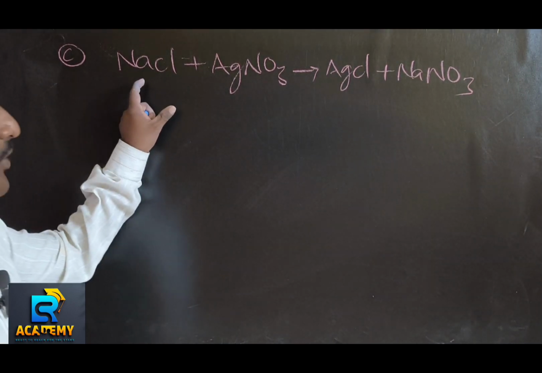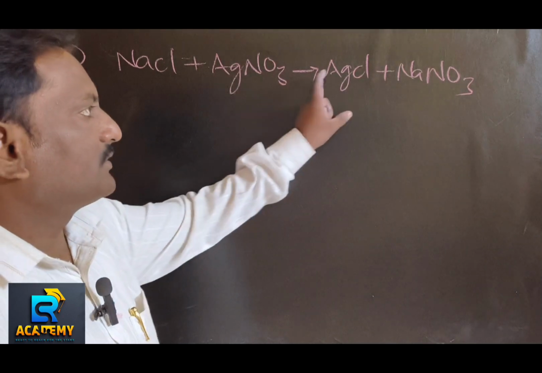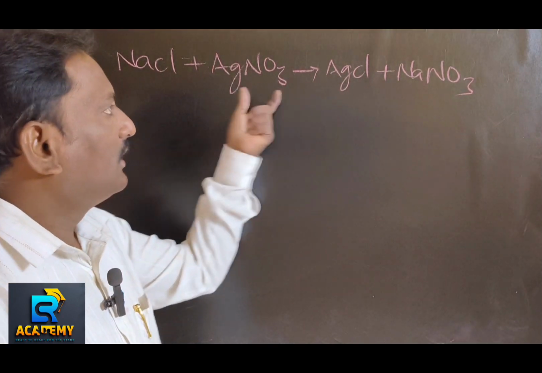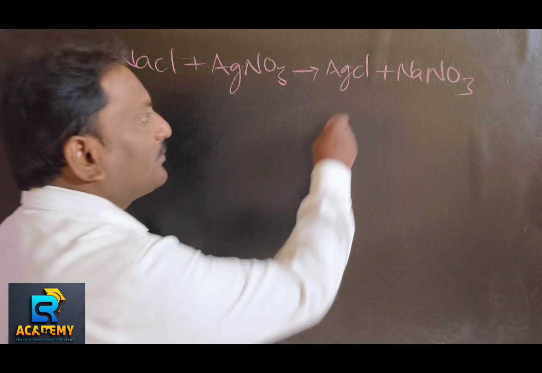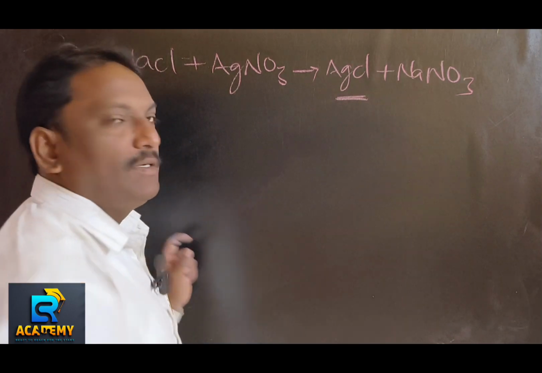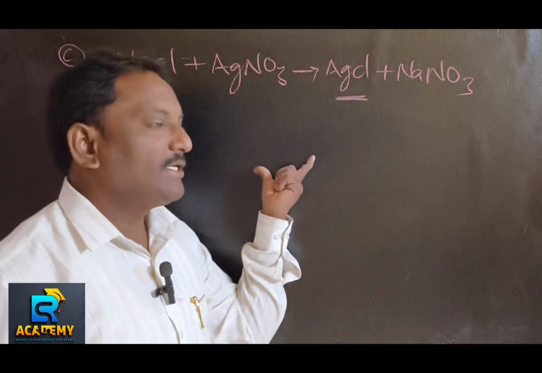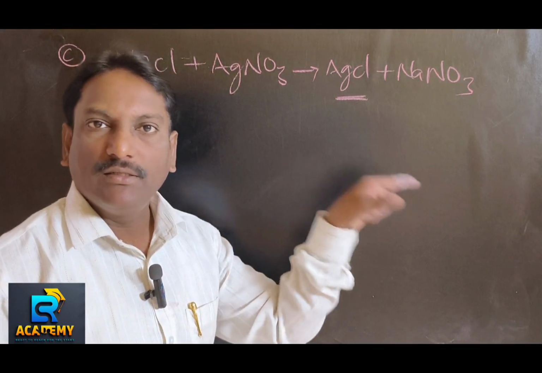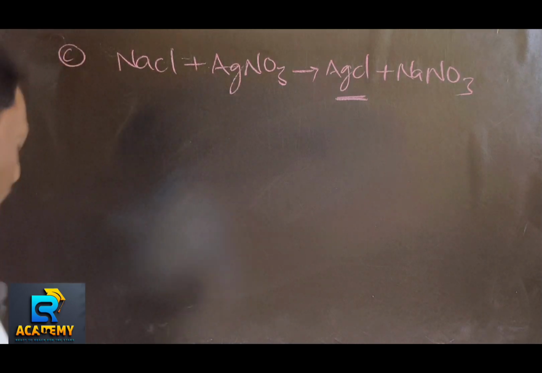Next one. Sodium chloride combined with silver nitrate gives silver chloride plus sodium nitrate. It is a precipitation reaction. Silver chloride is a white precipitate. It is a double displacement reaction and at the same time a precipitation reaction.